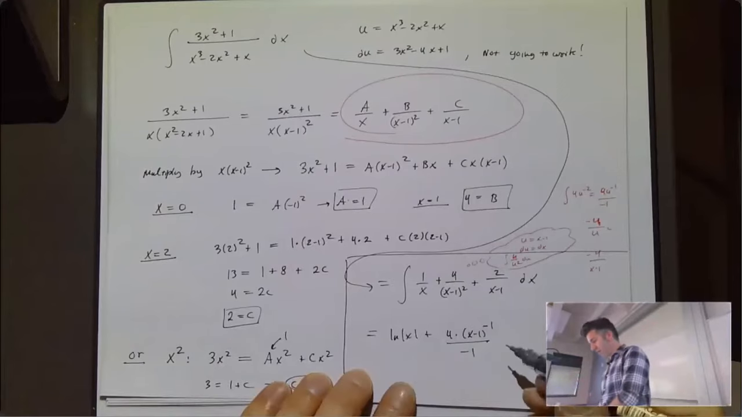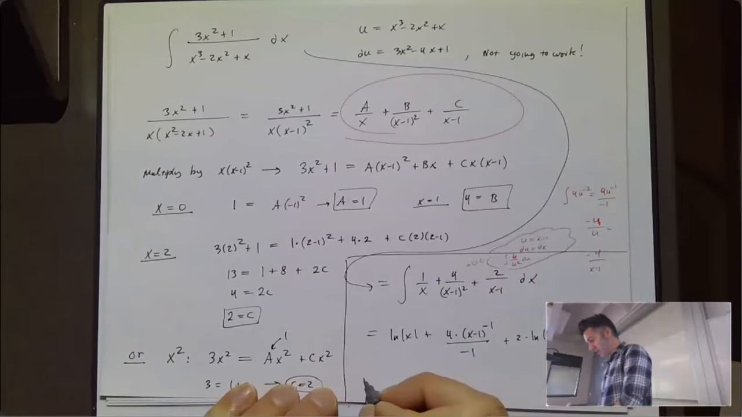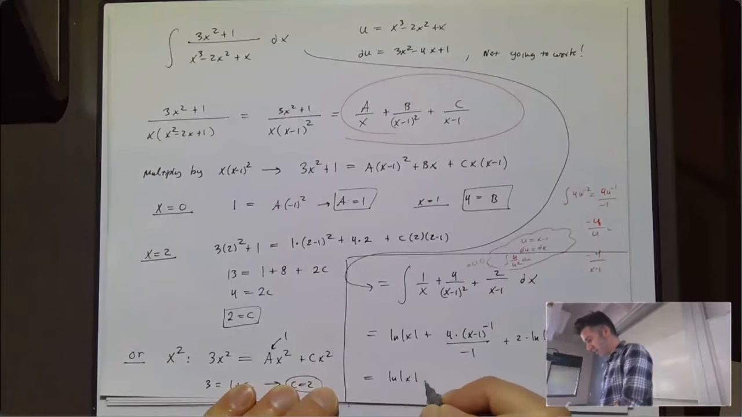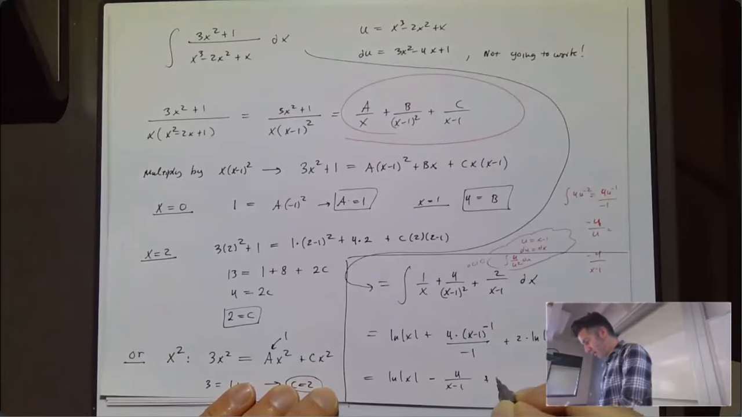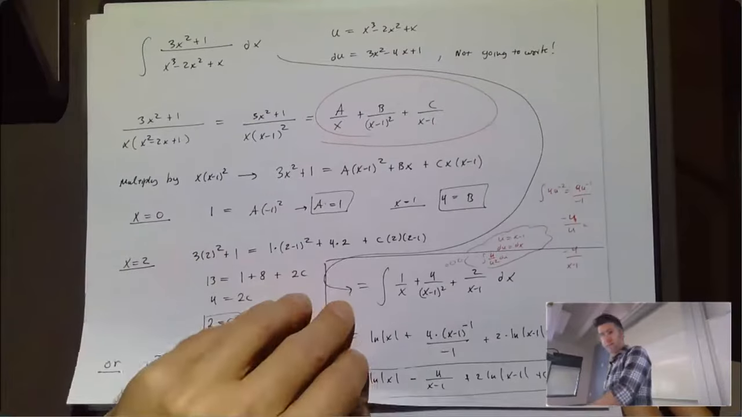But for that one there, we get that, and then we get 2 times the natural log of the absolute value of x minus 1. So I'd probably write this as the natural log of the absolute value of x, minus 4 over x minus 1, plus 2 natural log of the absolute value of x minus 1. Okay, quick couple things. Yeah, I have enough time to say this.